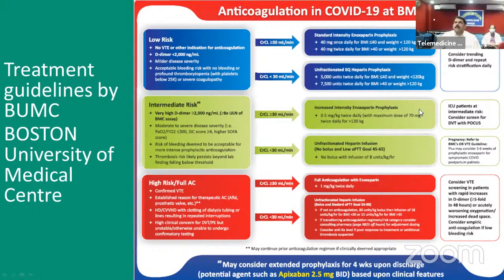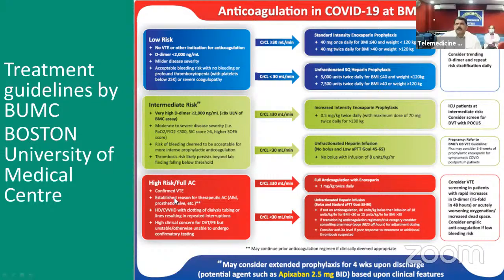It can be given up to 70 milligram twice a day if patient is more than 130 kilos, and if the creatinine clearance is less than 30, unfractionated heparin is given with infusion of 8 units per kg per hour. So finally, the high risk patients are full anticoagulation.